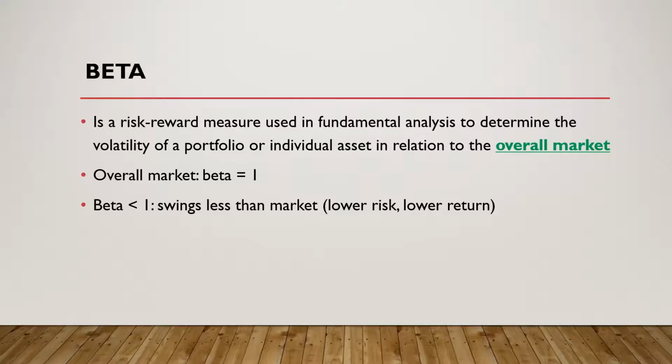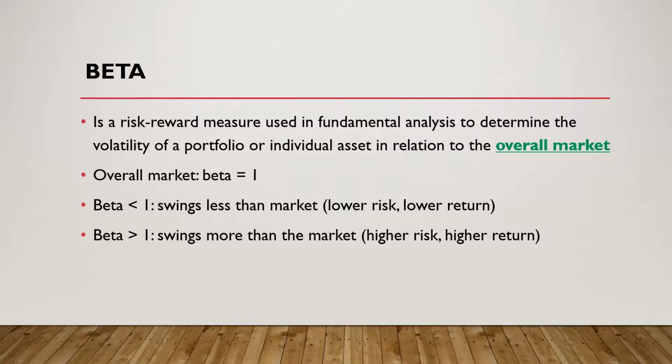If a financial asset or a portfolio has a beta of higher than 1, then generally it is more fluctuating compared to the market portfolio. On average, it means that it has a higher risk, but on average as well, it usually gives a higher return compared to the market.